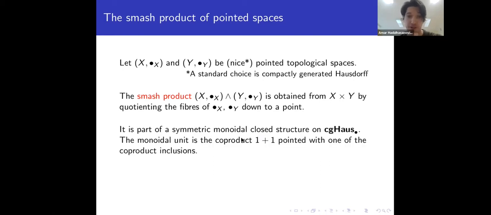And this is part of a well-known symmetric monoidal closed structure on the category of spaces, in this case, the compactly generated Hausdorff spaces, whose internal hom corresponds to taking the space of pointed continuous maps from a pointed space to another. The monoidal unit is the coproduct of two points, where the point is one of the inclusions.